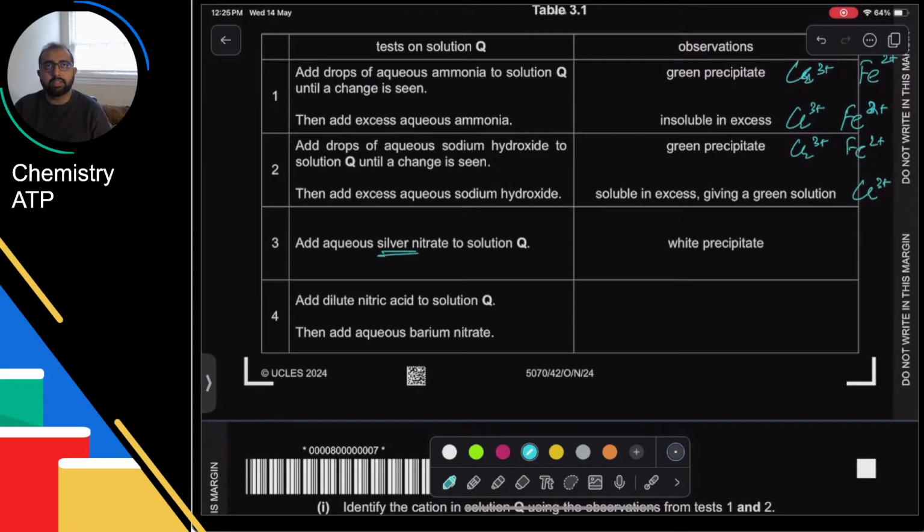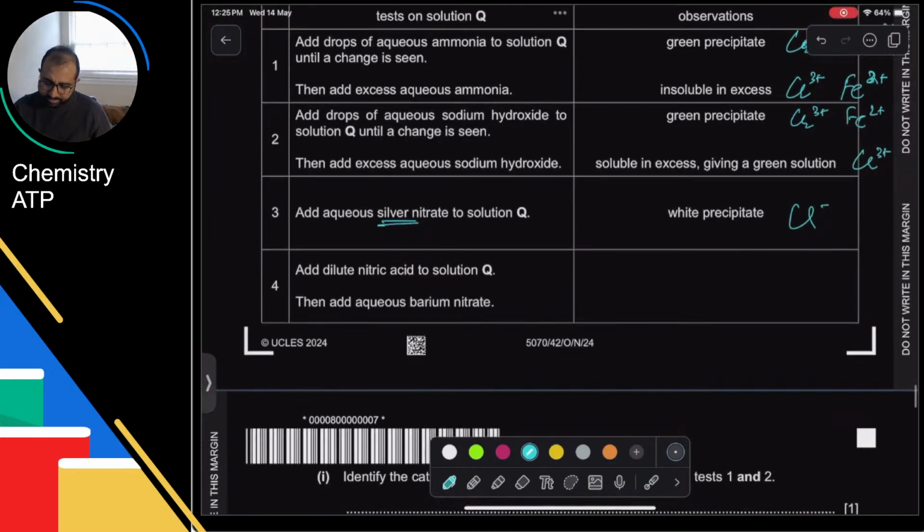Silver nitrate. Silver is used to test for halogen ions: chloride, bromide, iodide. Okay, so this is going to be chloride because chloride gives white precipitate, bromide gives off-white, and iodide gives yellow precipitate. Okay, add dilute nitric acid to solution Q, then add barium nitrate.